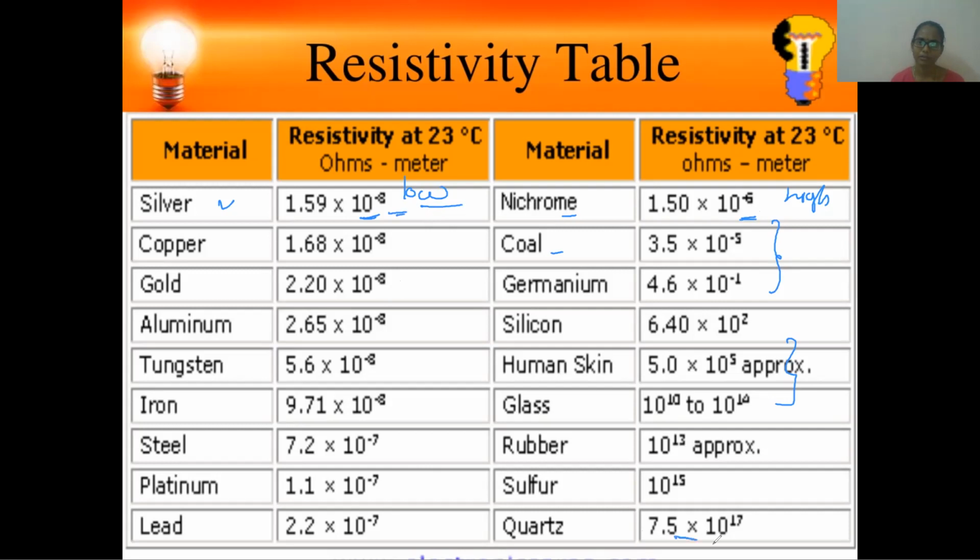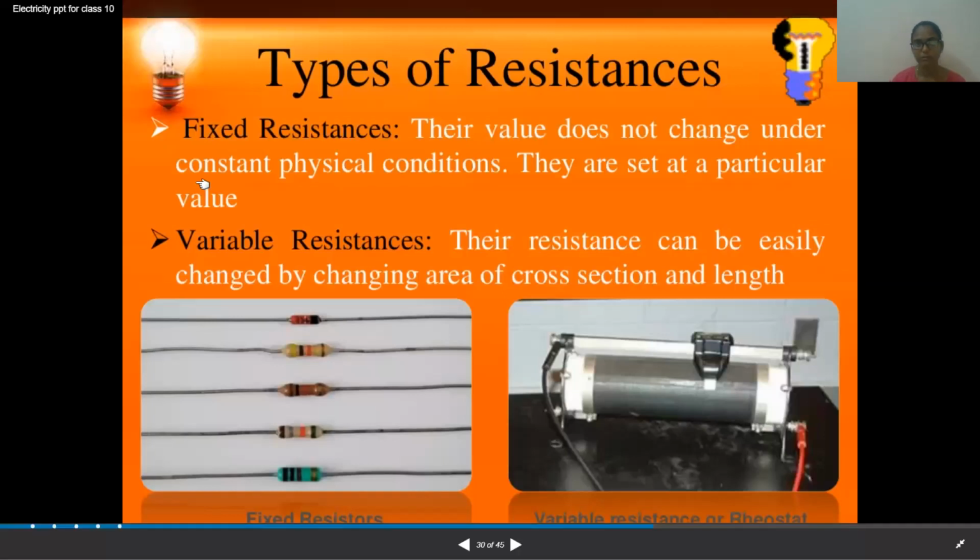You can see quartz has a very high resistivity, 10 to the power 70. Sulfur, rubber, glass, you can see. These are insulators, and these are conductors. If resistance is low, they allow current, which means conductor. If resistance is high, they act like an insulator and do not allow electrons to flow because of high resistance. I hope this is clear, children. In the laboratory or any instrument, we are going to observe two types of resistors.